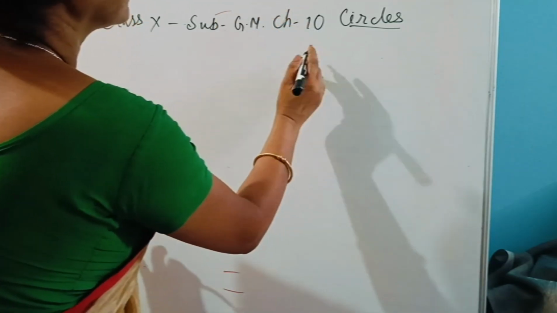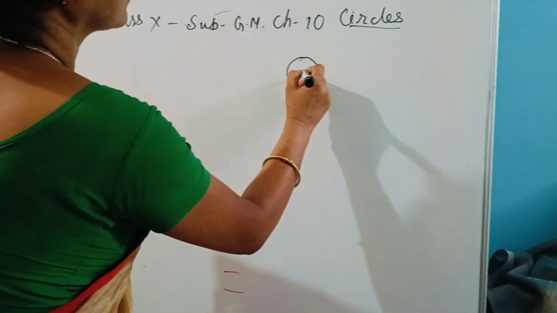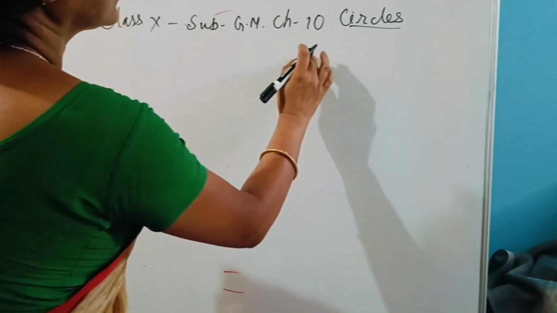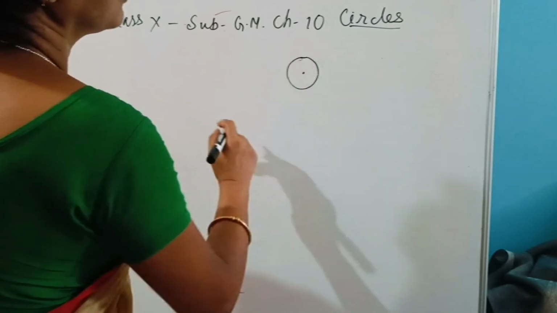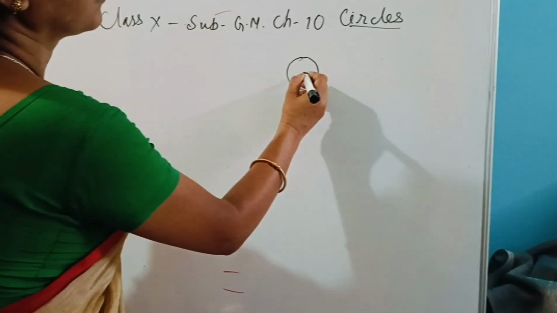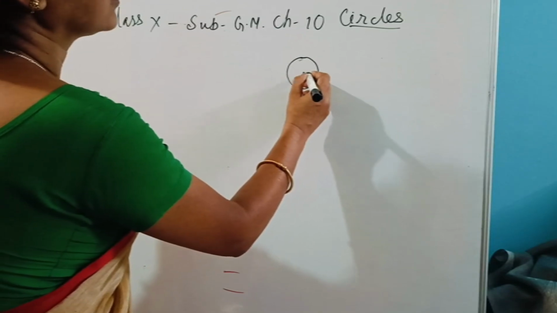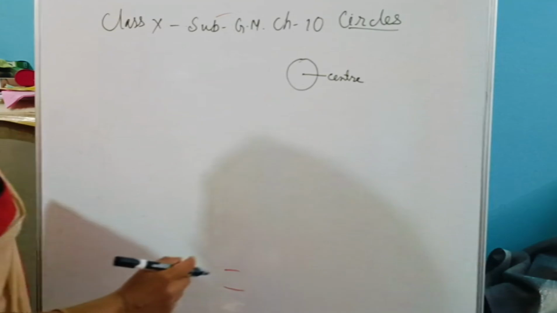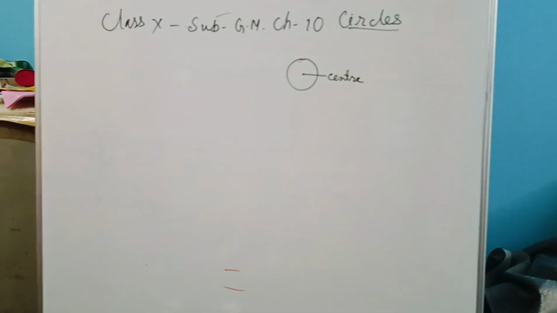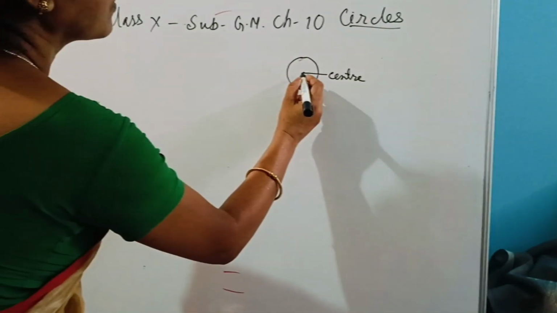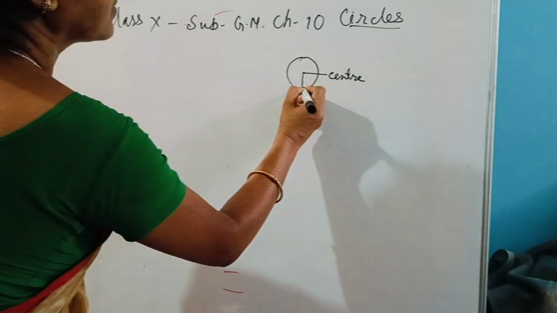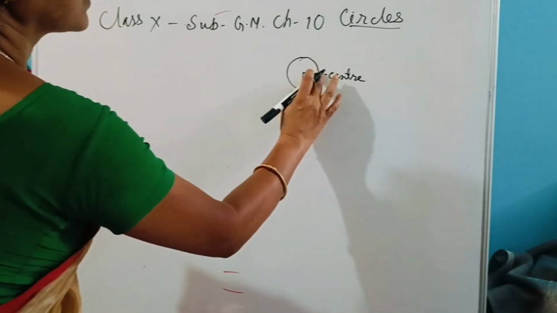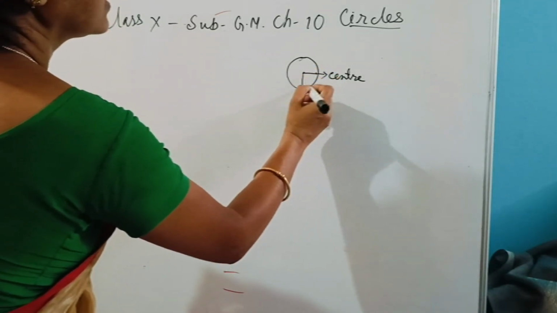Okay, closed figure. This is when the part is closed. It is a closed figure, a combination of infinite number of points, from which point it is equidistant. This point is known as the center. Okay, this is the center, and from the center, if we draw a line segment to the circumference of the circle, this is known as the radius.